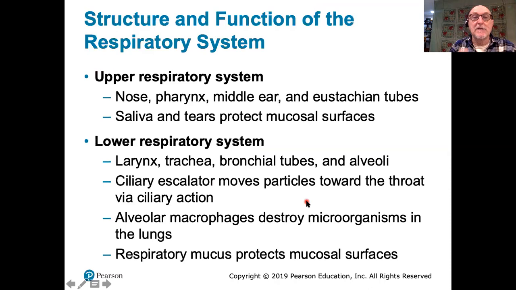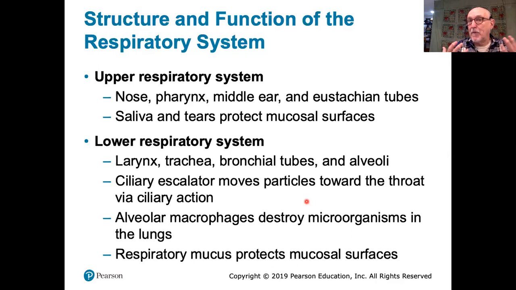So let's just review very briefly anatomy that we need to talk about. First of all, the upper respiratory system, the nose, pharynx, and don't forget middle ear, and the eustachian tubes. It's everything from there on up, basically. And would also include, by the way, it's not put here, the sinuses, those spaces in the bones of the skull, for example, lined with mucous membrane that connect with the respiratory tract as well.